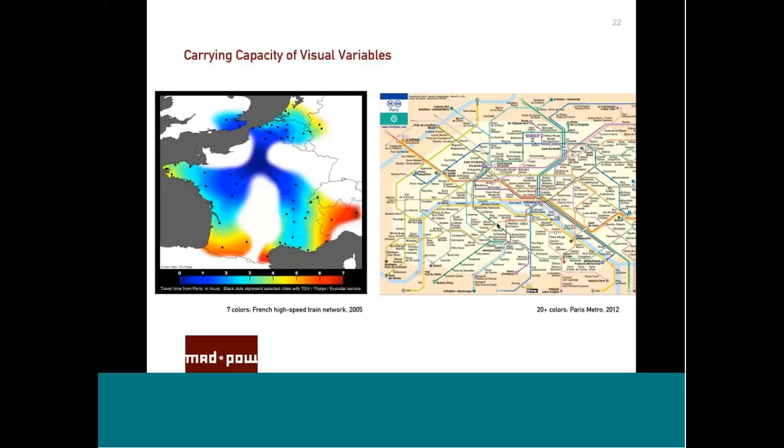In contrast, on the right, you've got the metro map for the city of Paris, and the city of Paris has over 20 different lines. Now, color is being used here to represent the different lines, and it's quite literally impossible for you to recognize how many different colors there are and how many different lines there are. But when you focus on an individual portion of the map, it still works.